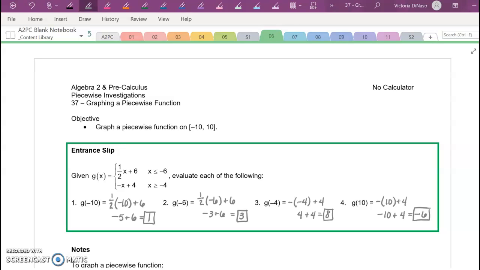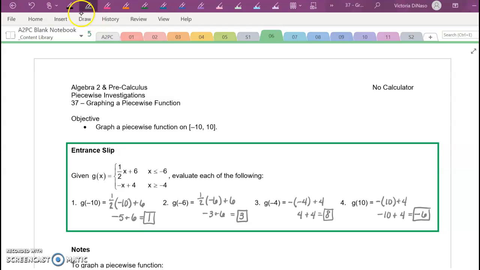All right, so for hopefully number 1, you got the answer 1. Number 2, our answer is 3. Number 3, our answer is 8. And then number 4, our answer is -6. If you have any of these wrong, go ahead and pause the video and copy down the correct answers. And this, again, is a review from section 36. So we were evaluating each of the following.